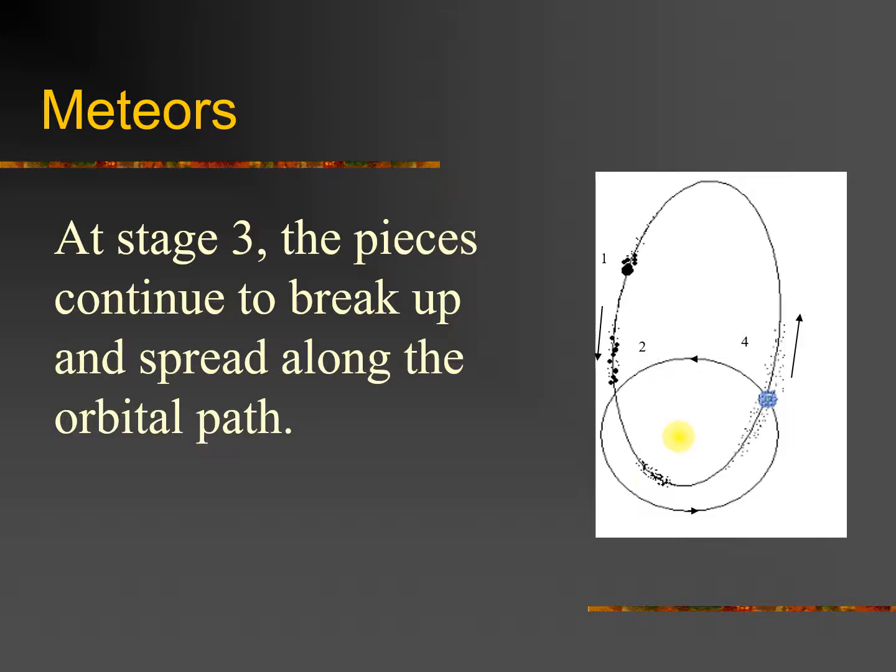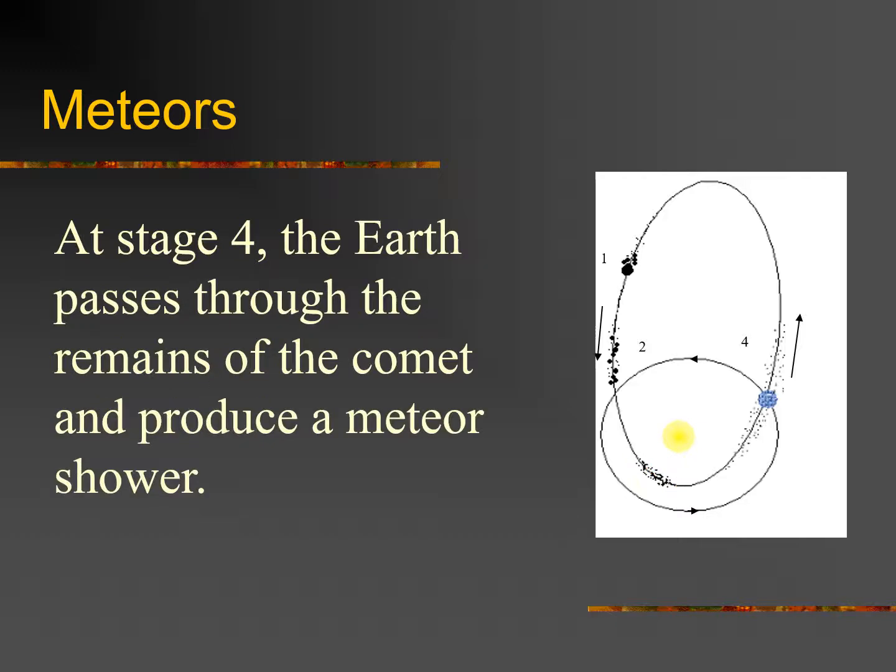In stage 3, the pieces continue to break up, but they also start to spread along the orbital path, which you can see here. They're starting to spread out along this path right here. In stage 4, which we have right here, the Earth passes through that debris. So here's the Earth on its orbit, moving through the orbit of the debris. And that's what produces the meteor shower.